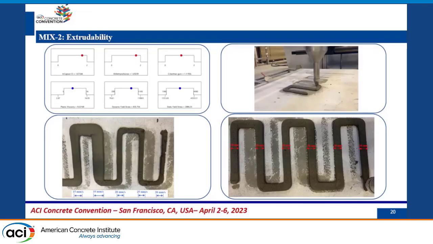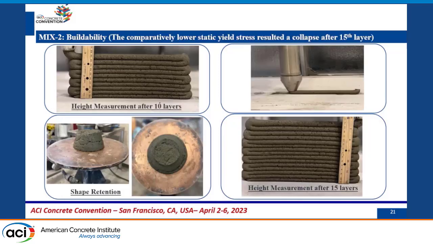Similarly, for mix 2, that has different content of factors A, B, and C. Again, the printing speed for this case was 15 millimeters per second, and we get good dimension consistency and conformity in this mix too. And again, in terms of buildability and shape retention, you can see the shape retention is quite good in this case. And for the buildability, this mix collapsed after 15 layers. The reason behind this is the static yield stress of this mix was comparatively low as compared to the other 4 mixes, so this mix collapsed early.